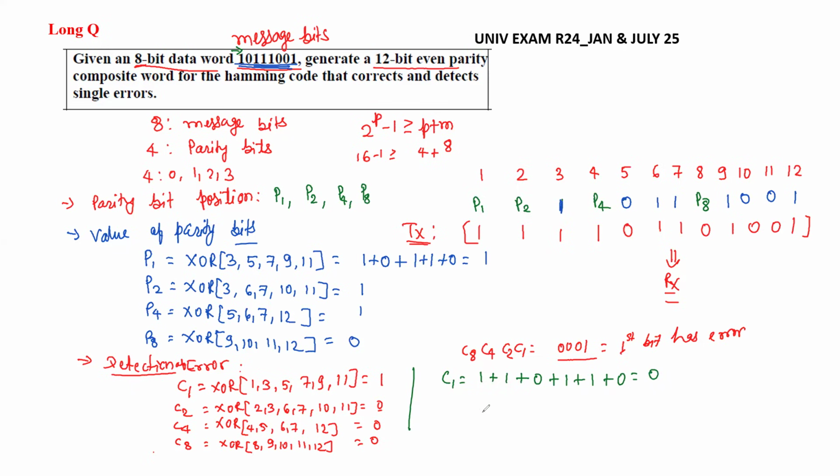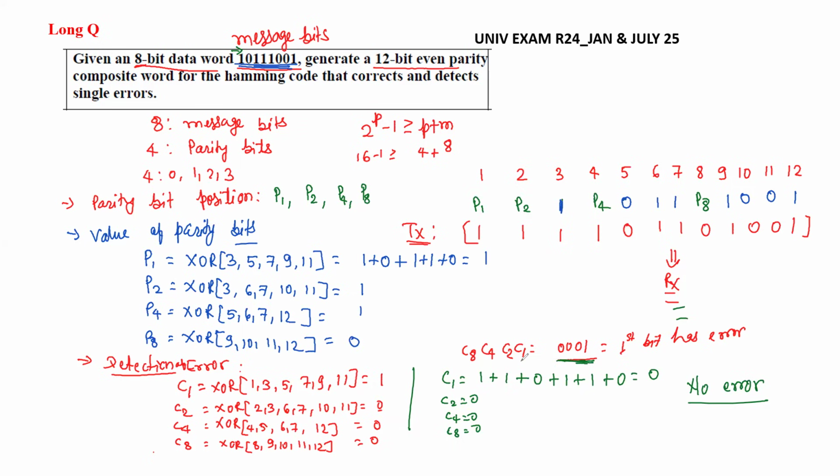For this combination, with the same received bits, C2 will also get 0, C4 will also get 0, and C8 will also get 0. Then, if we receive the same information, finally it doesn't have any error. If any correction bit becomes 1, then there is an error, and that combination will show which bit has the error.